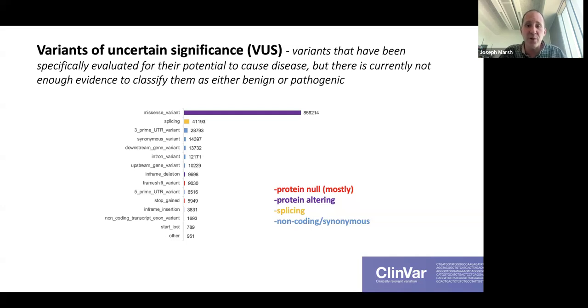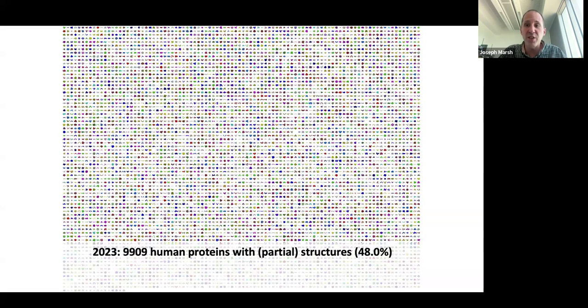So this is a plot showing all of the human proteins with at least partial structures in the Protein Data Bank as of about 2 years ago now, so a little bit out of date. But we had about 9,900 proteins with at least partial PDB structures, representing 48% of human protein coding genes. So these aren't all full-length structures. Some are just individual domains or even smaller peptides out of much bigger proteins.